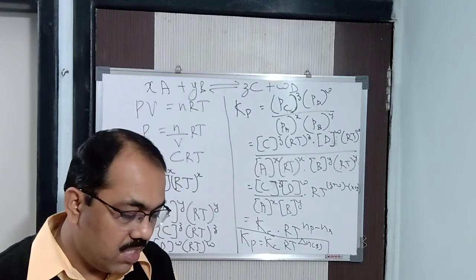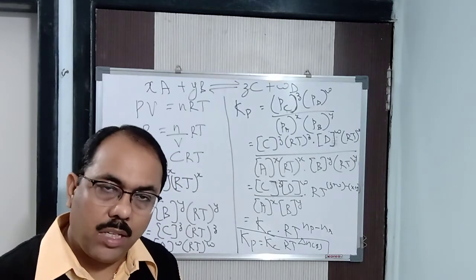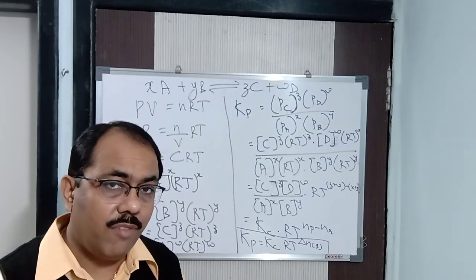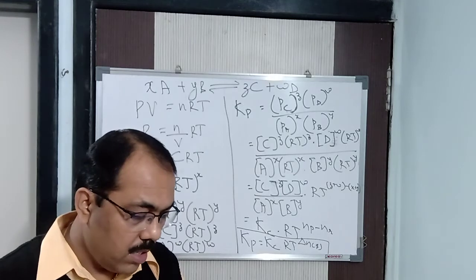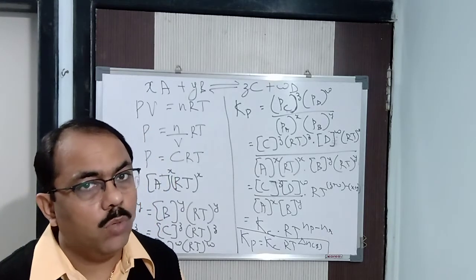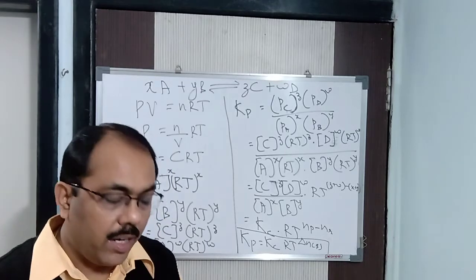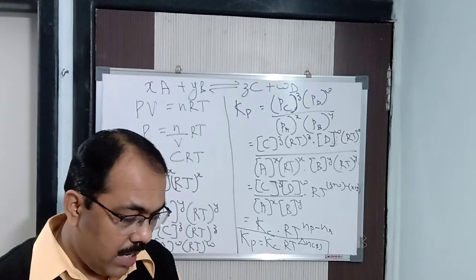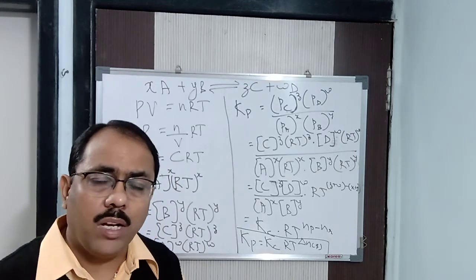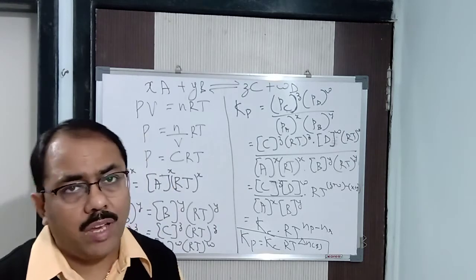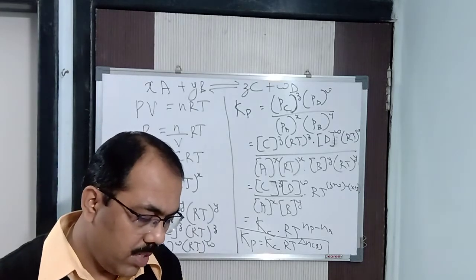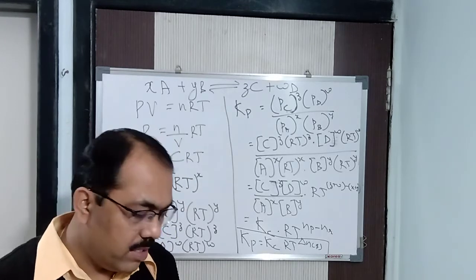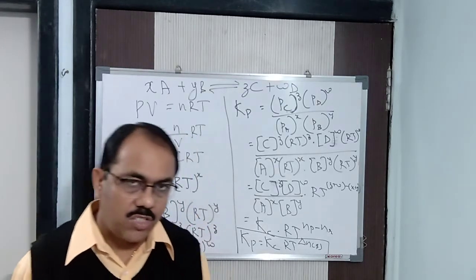But if the pressure is expressed in bar, mind it, we have read it already in the previous chapter, states of matter, then the value of R will be 0.0831 liter bar per Kelvin per mole. The relationship between bar and Pascal is that 1 bar is 10 to the power 5 Pascal, which is 10 to the power 5 Newton per meter square, because 1 Pascal is 1 Newton per meter square, or we can say 1 bar is 0.987 atm. All these things you have studied in the previous chapter.